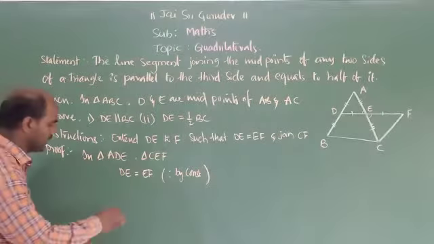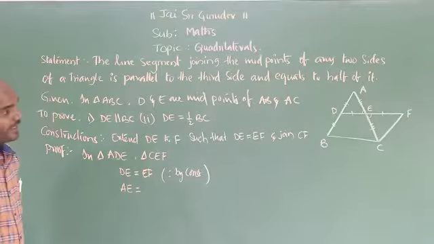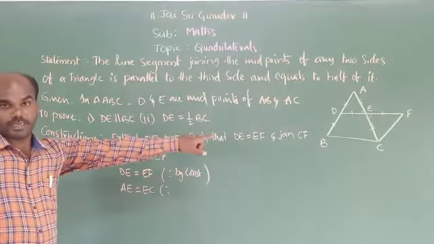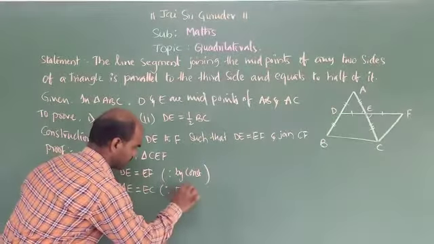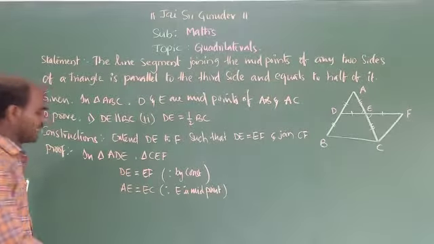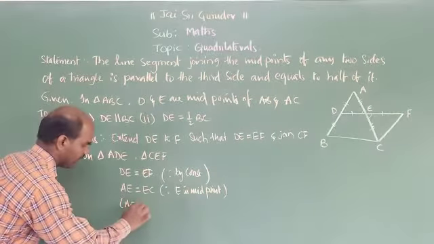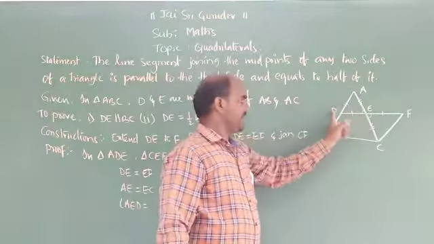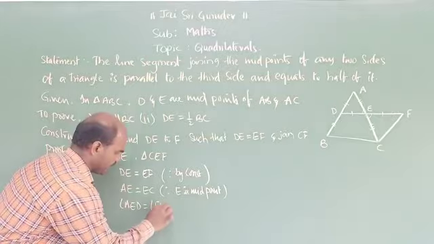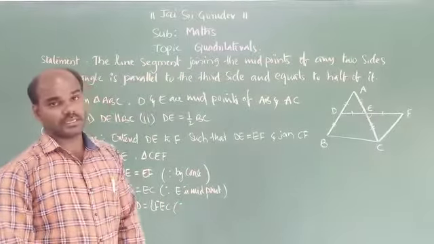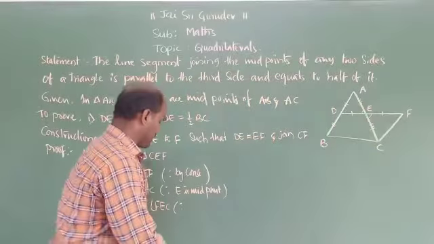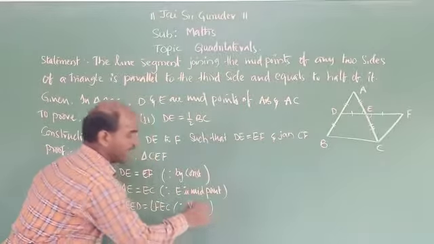Next, the second one is AE is equal to EC, because E is the midpoint of AC. Next, angle AED is equal to angle FEC. Why should they be equal, children? They are vertically opposite angles. Yes or no, children? So, vertically opposite angles.